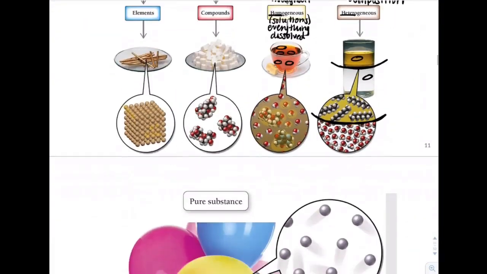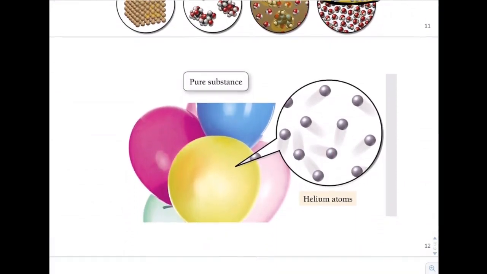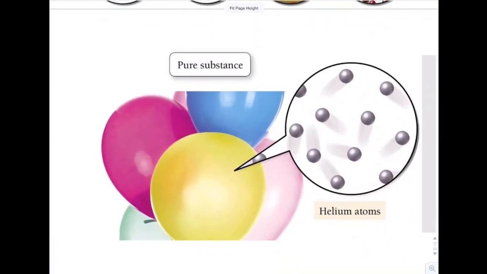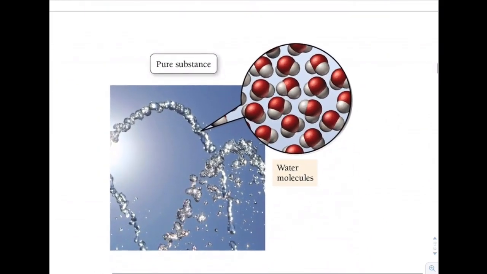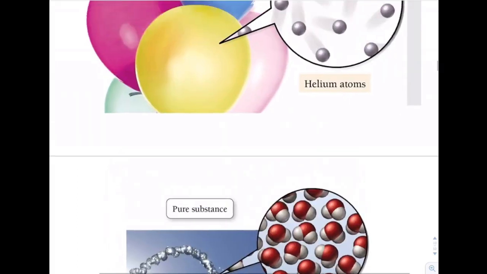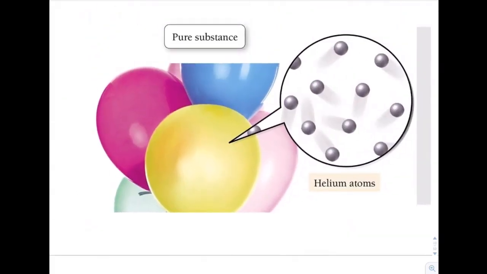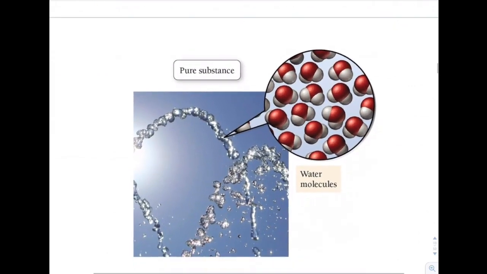Okay. So here's another couple of examples. A pure substance, so here's some helium atoms floating around. We can see that all the atoms are the same, and so this would be a pure substance and also an element. Here's another pure substance. A water molecule is a pure substance that is a compound. Okay, it's the same molecule repeated over and over. So remember, let's just copy and paste it over and over and over again, and that is a pure substance.